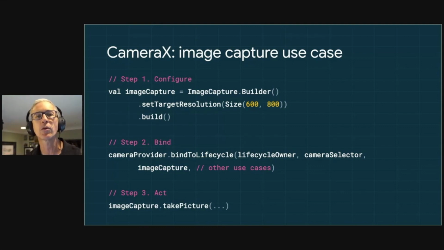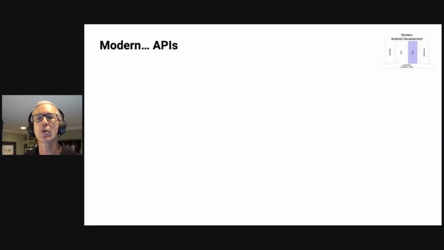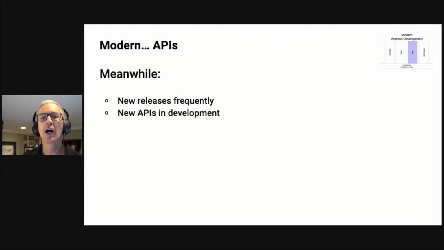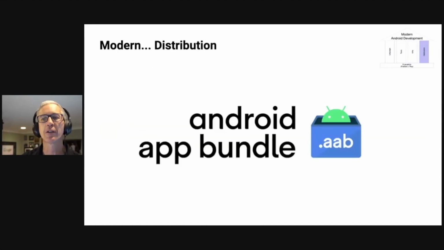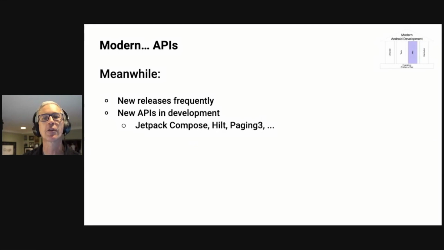So this is all about simplifying that experience. Bind to lifecycles, so you don't have to worry about opening and closing the camera at the right times. It does that for you. And then take the picture. So fairly straightforward approach. We release these things very, very often. Every 2 weeks, there are releases of some of the large suite of Jetpack APIs. We're continually working on new things all the time.